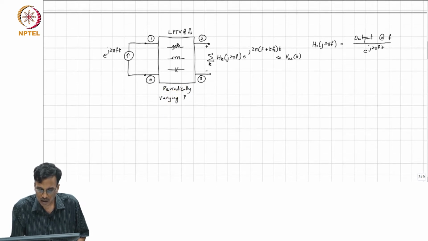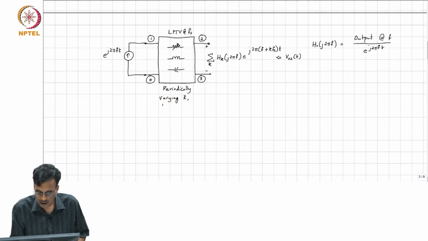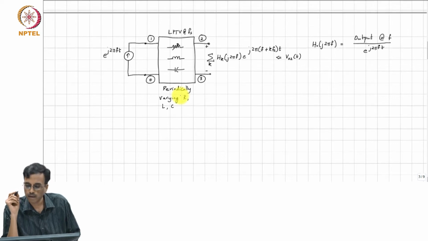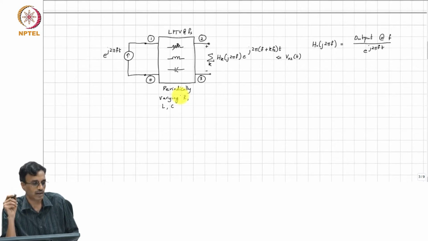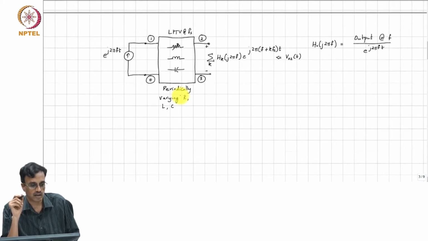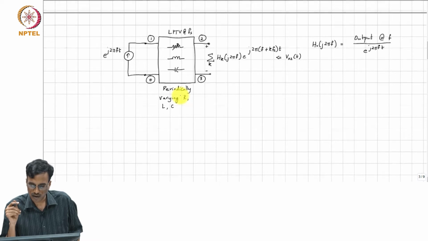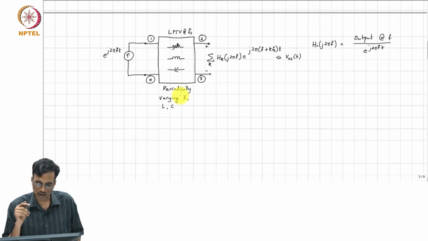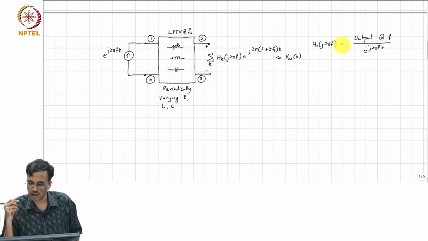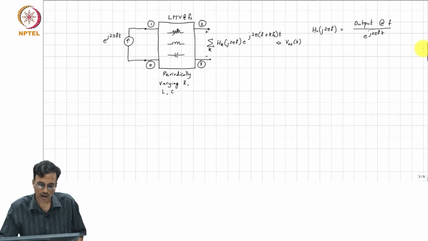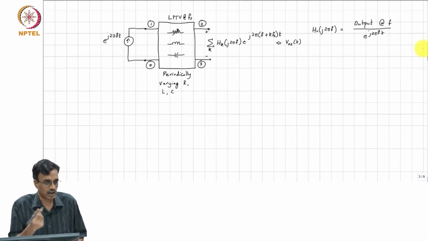periodically varying R and fixed inductors and capacitors, right. And a special case of periodically varying R, as we have already seen in this course, is a periodically operated switch. Okay. Now, this transfer function h 0 of j 2 pi f is what we are interested in. So, how would we find that out? Well, again we will write the MNA equations.